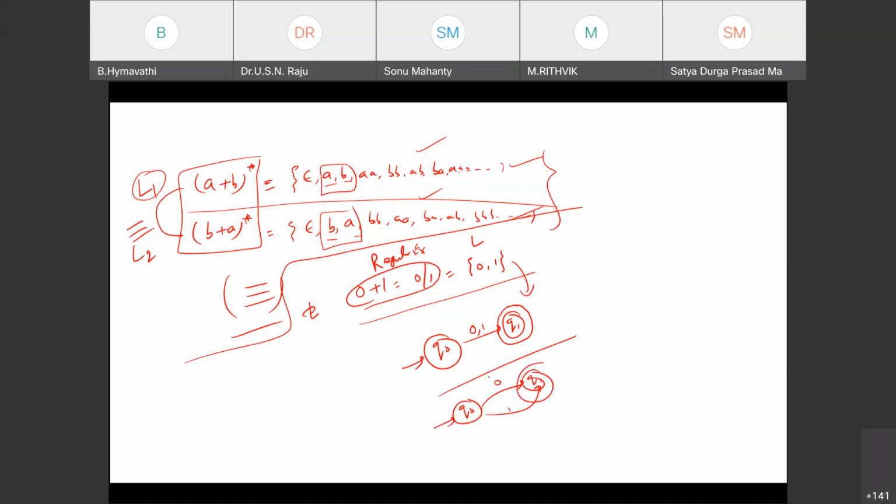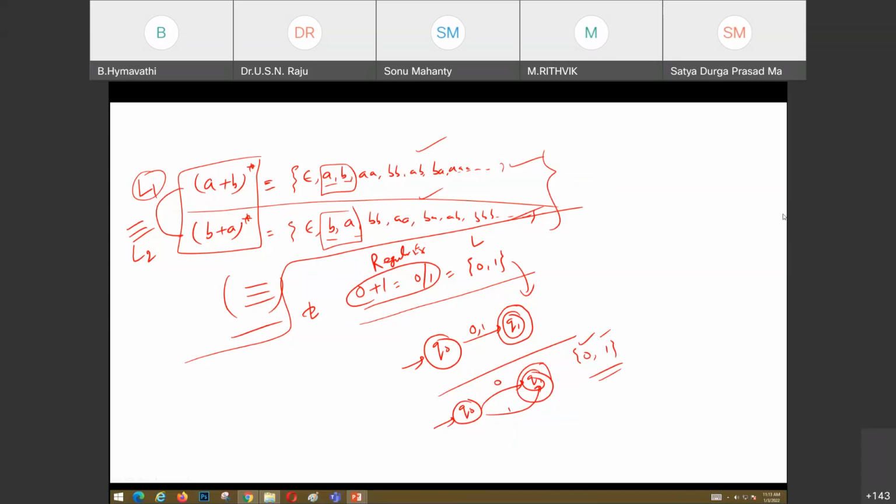Now see here. The language accepted by this automata is either 0 or 1. That's it. It won't accept anything other than these two strings, 0 and 1. I hope you understood this. But still, if you have any doubt, please feel free to ask here. Yes, sir.